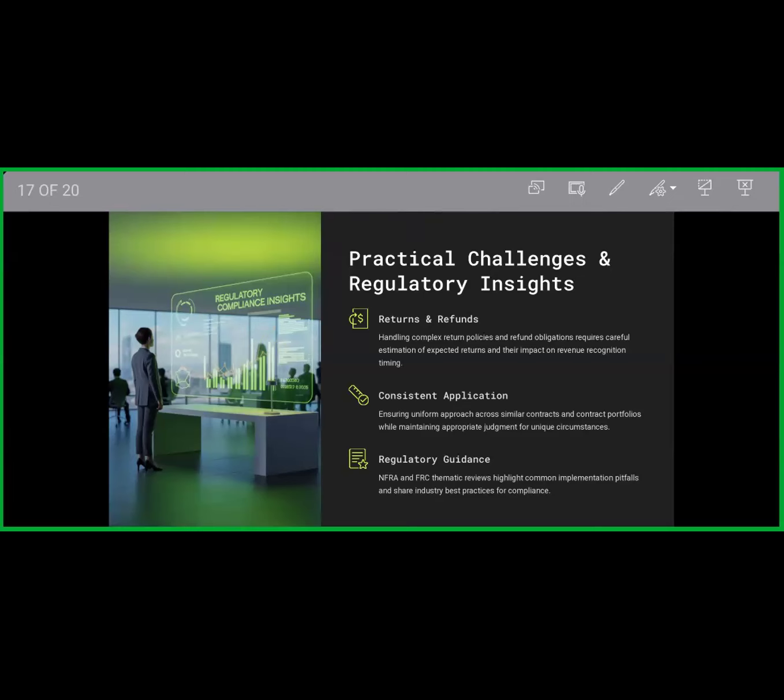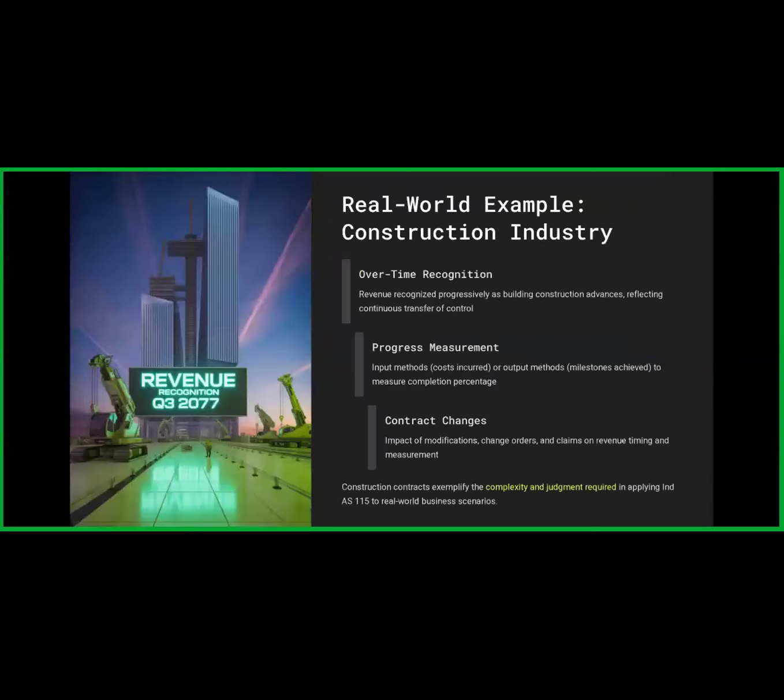So the uniform approach across similar contracts, it is difficult to do the similar adjustment. Next one is the regulatory guidance, that is the NFRA and FRC thematic review highlight the common implementation pitfalls and share industry best practices for compliance. So these are some real world examples given to us.